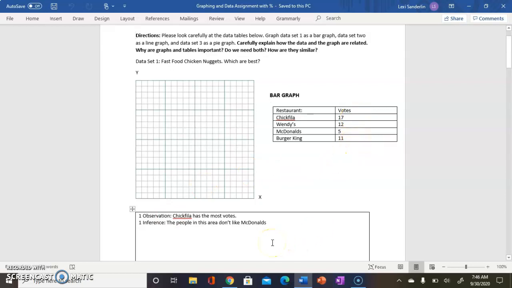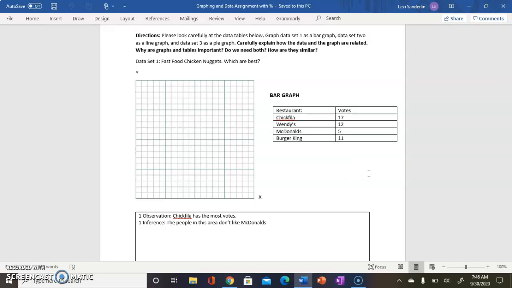And then an inference is still sort of based on the data, but it's more like a guess. So for this one, the people in this area don't like McDonald's. You could guess that from the data because McDonald's only has 5 votes compared to all the other ones that are in double digits.